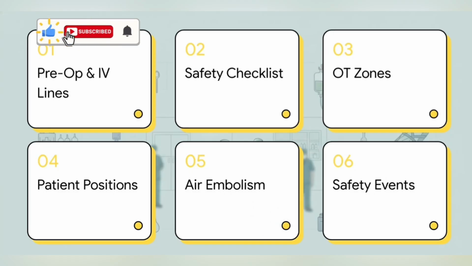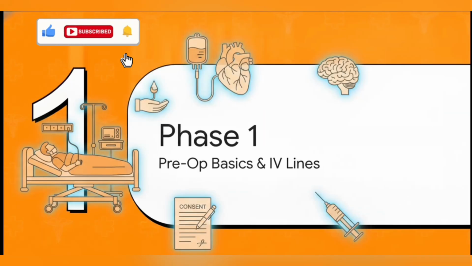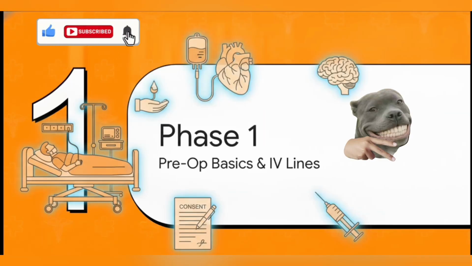So, here's our game plan for today. We're going to cover pre-op basics and IV lines, the surgical safety checklist, operating theater zones, patient positioning, air embolism, and finally, patient safety events. Let's get started. All right, kicking things off with Phase 1, pre-op basics and IV lines.